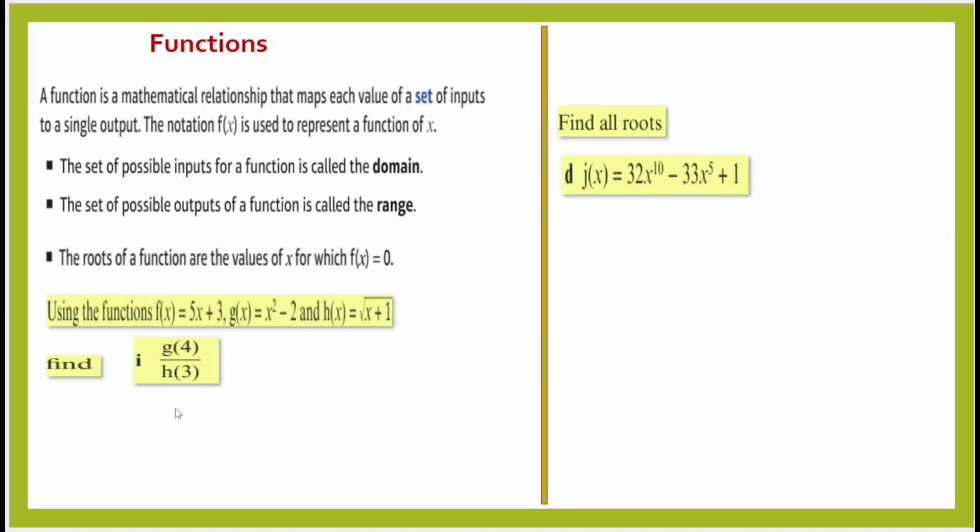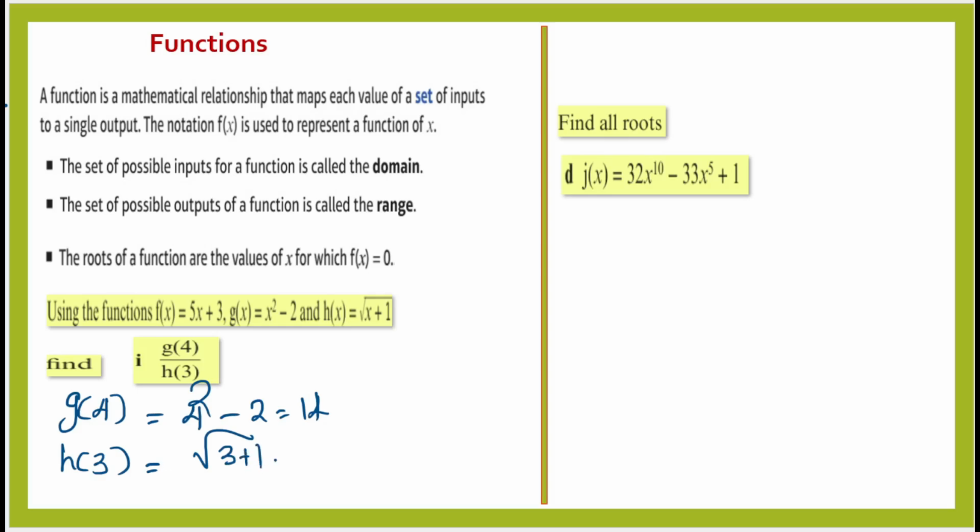Now let us discuss functions. Using the functions f of x equal to 5x plus 3, g of x equal to x square minus 2, and h of x equal to root x plus 1, find g of 4 by h of 3. Now let's calculate g of 4. G of 4 equal to 4 square minus 2. That's 14. Now h of 3 is equal to root 3 plus 1 equal to 2. Now g of 4 by h of 3 equal to 14 by 2, that is 7.